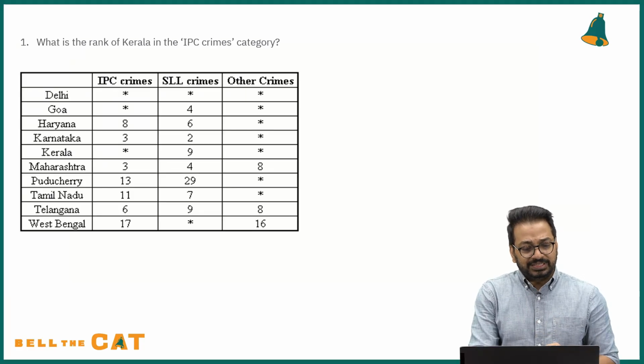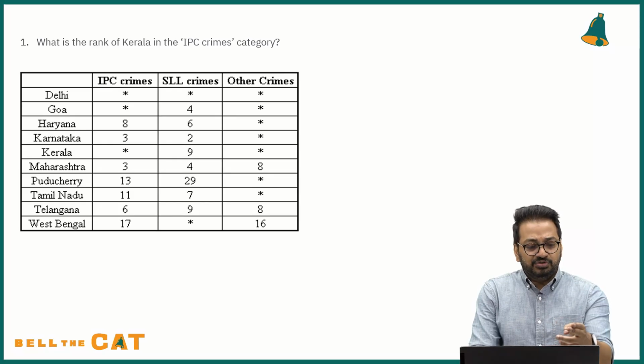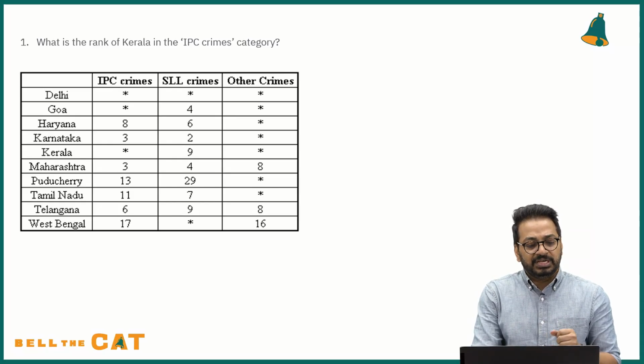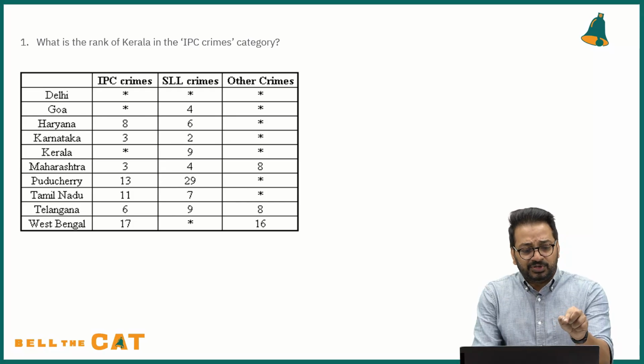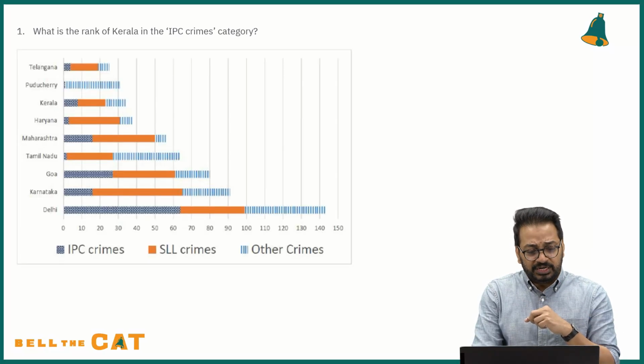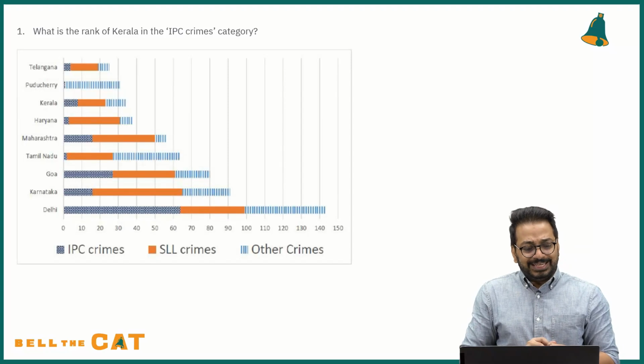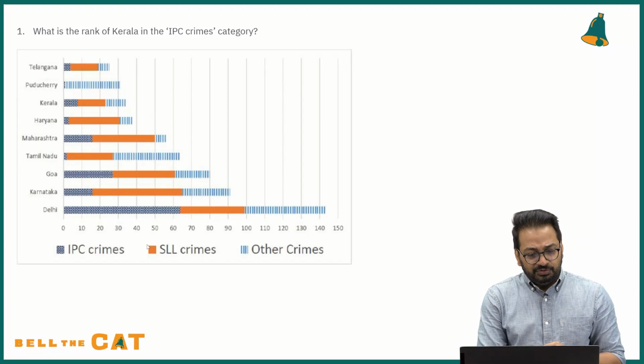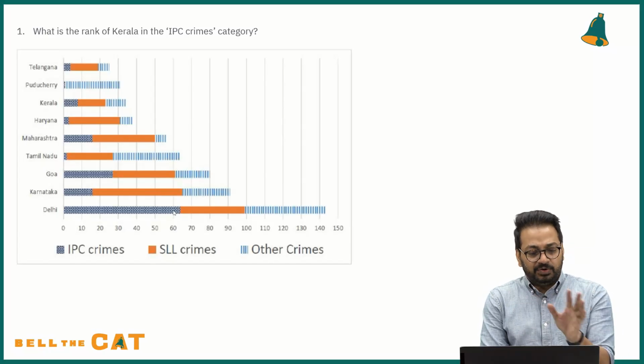Now they've given this as a chart of everything. Now you don't know the other values, so you cannot figure it out from this table, because Delhi is a star, Goa is a star, and Kerala is a star. So you have to go to the chart. Now if I go to the chart, Kerala in IPC crimes category. Straight away you know that Delhi is the largest one. You don't need to calculate anything. It's the first dark blue bar, and you know Delhi is the largest.